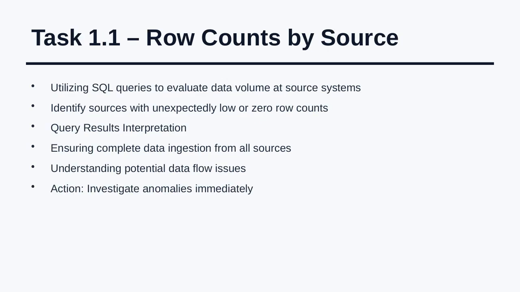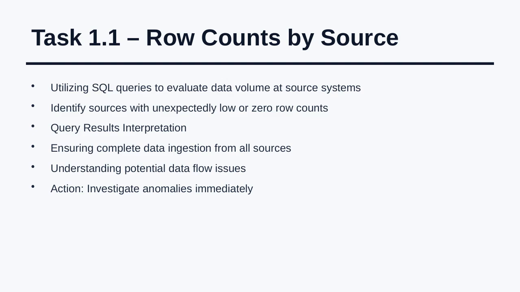When we look at row counts by source, the goal is to check how much data is coming in from each system. Using SQL queries, we can quickly see if any source has an unexpectedly low or even zero count of records. This is important because if a source isn't sending the right amount of data, it could mean there's a problem with data extraction or transfer.